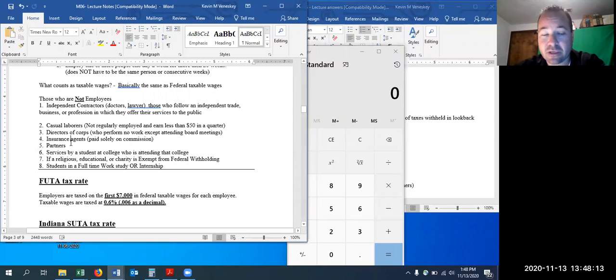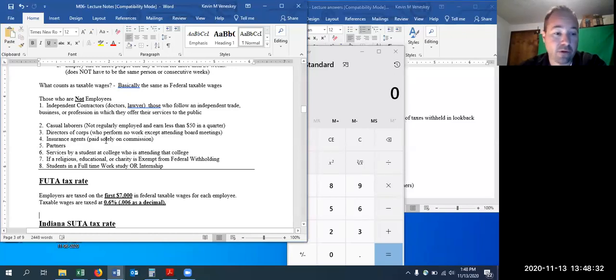Insurance agents, remember we talked a little bit about these. These guys are insurance agents who are paid solely on commission, and a lot of them are. These guys are independent contractors, basically. They are their own boss. They have to pay the company that they work for just to be part of the company.